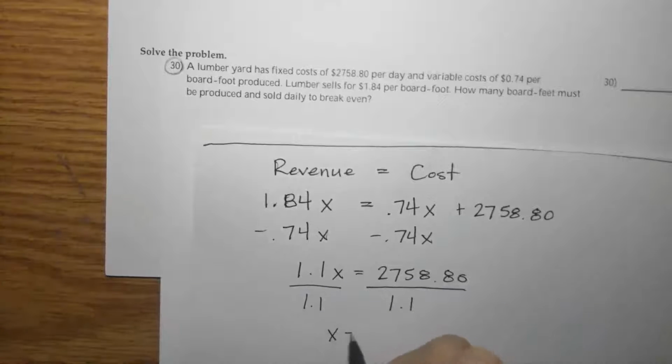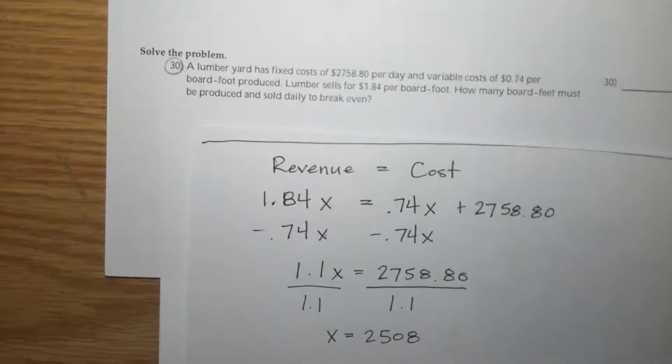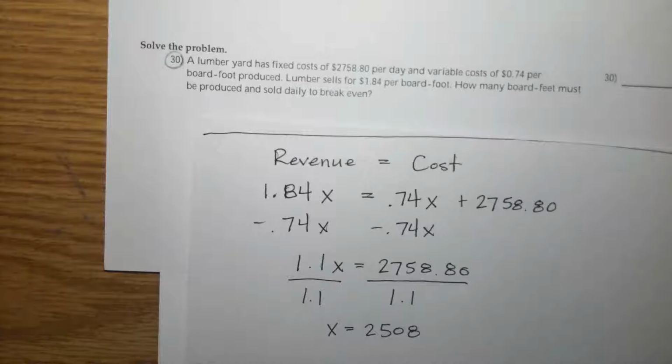And then we find out that x is equal to 25. And that's going to be our answer. So that's how many boards we'd have to sell just to break even.